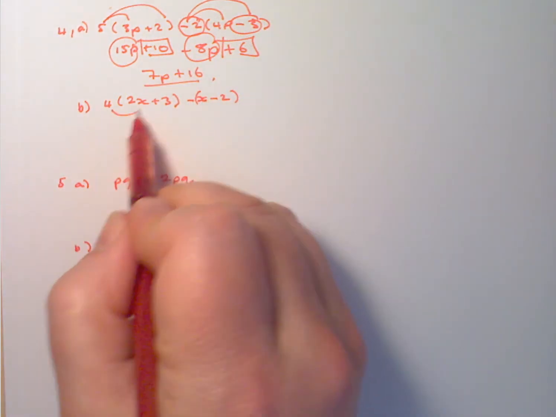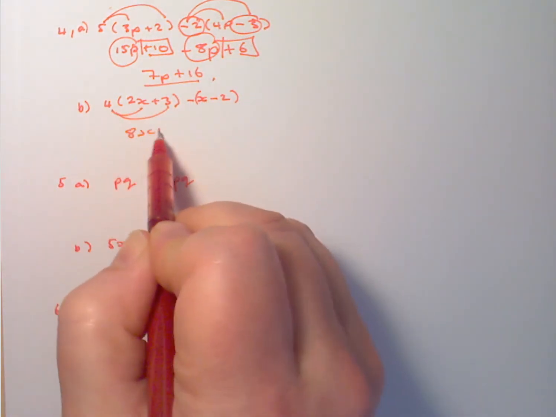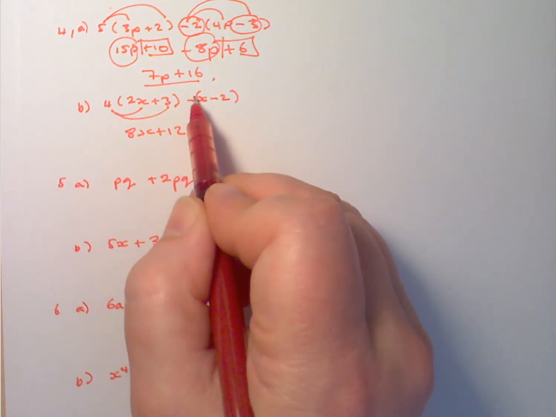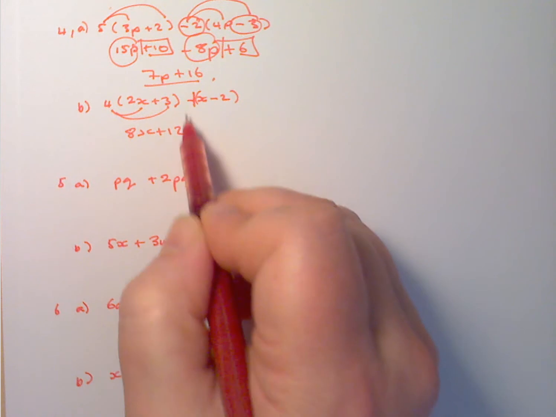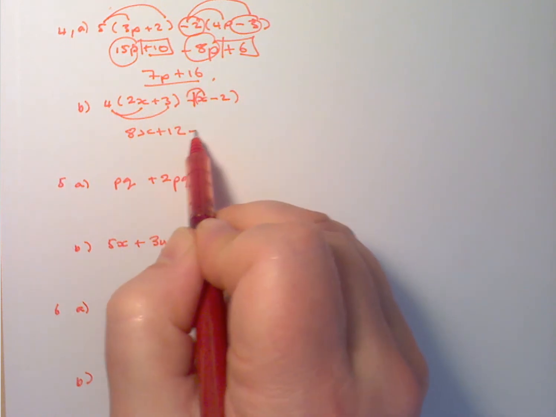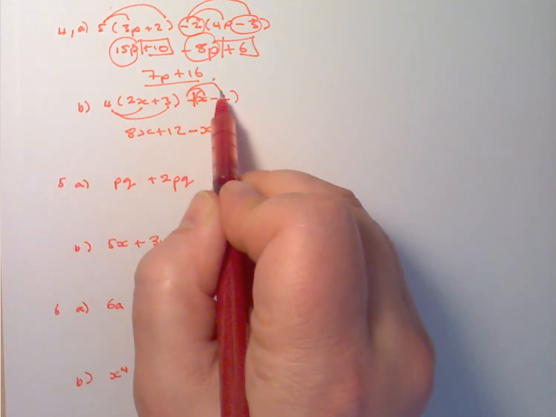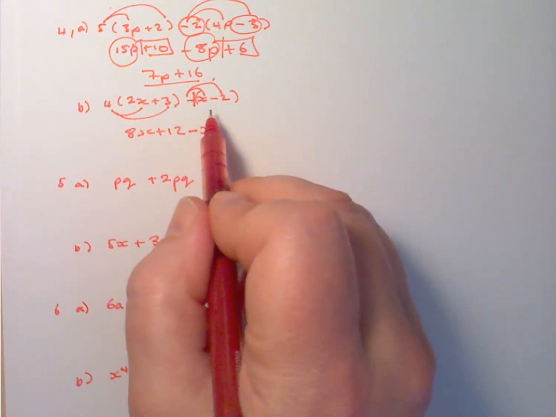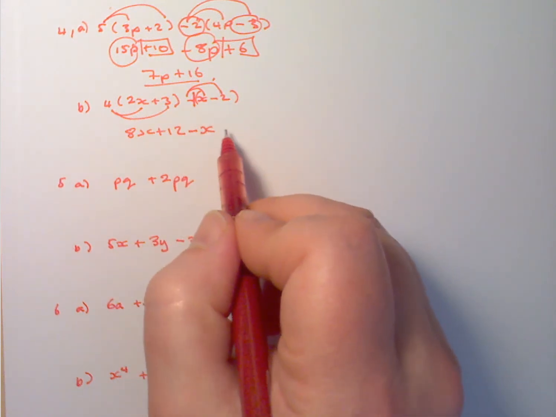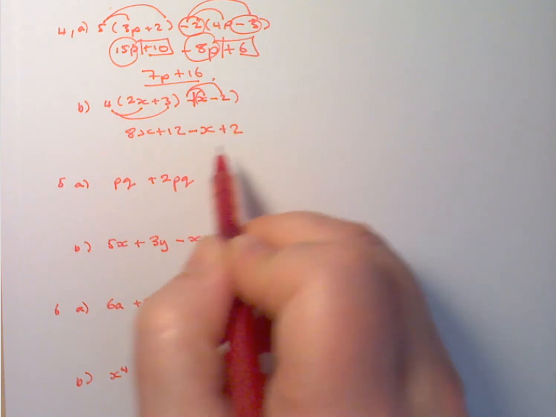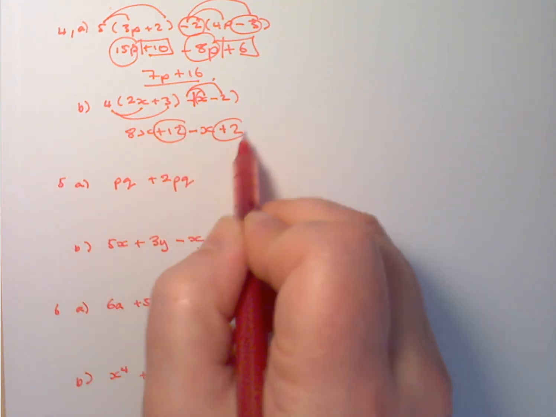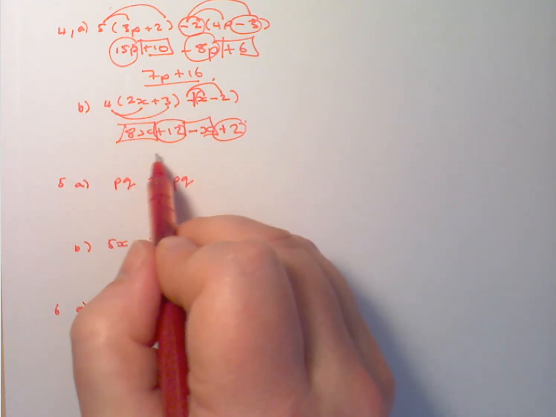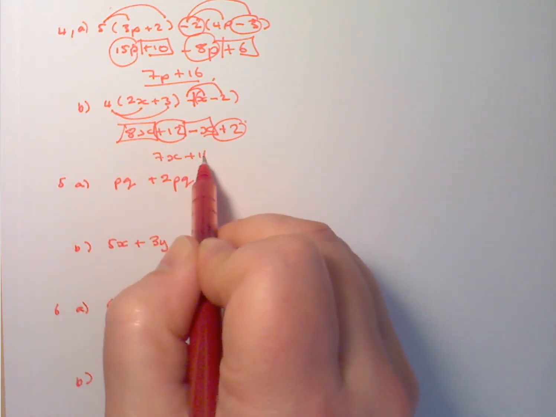This gives us 8x plus 12. Okay, now here there's no number. So what you can do is you can put a minus 1 in there. And then you go minus 1 times x gives you minus x. And then minus 1 times minus 2. If you're not sure about your negative numbers, check it out on your calculator. Minus 1 times minus 2 on your calculator is plus 2. Then we've got our regular numbers and we've got our x terms. So 8 take away 1 is 7x plus 14.